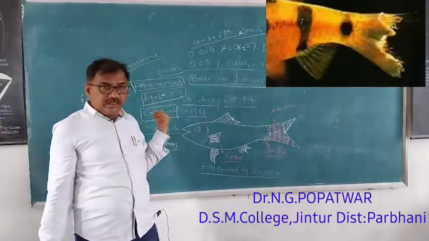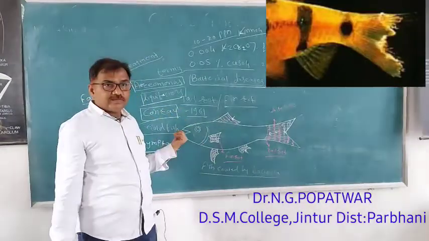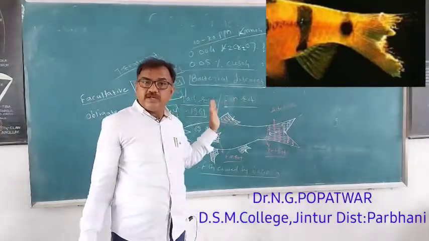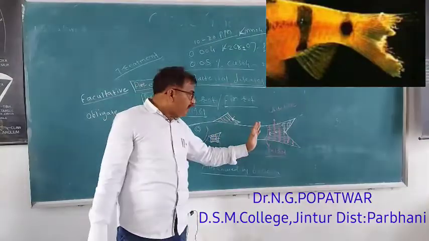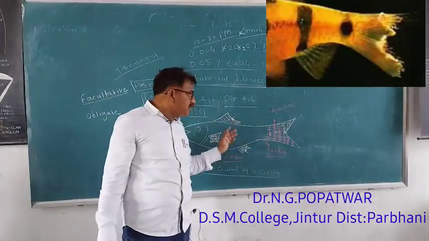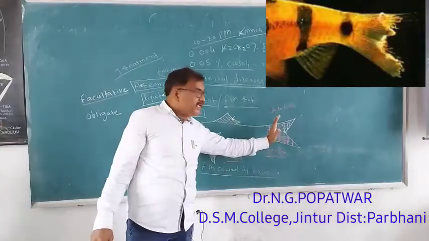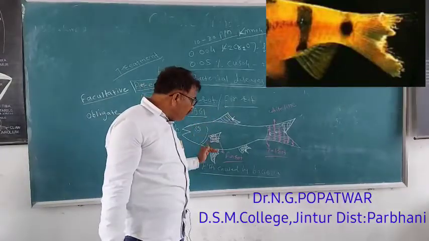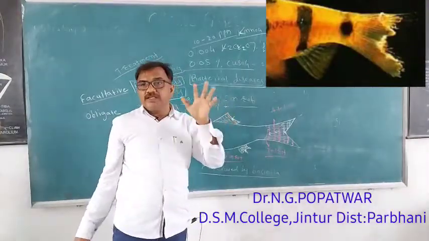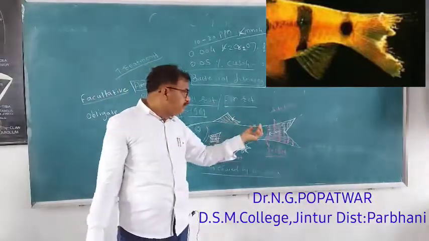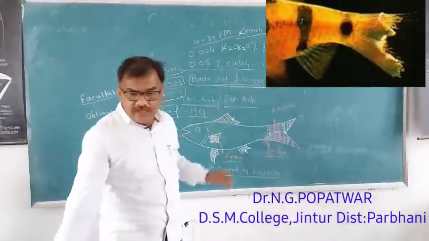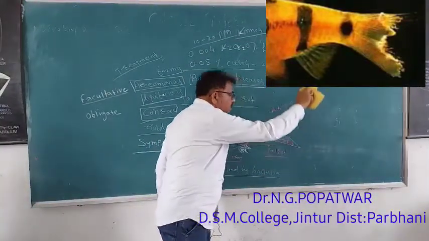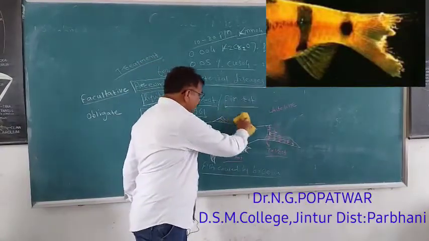What are the other symptoms of this bacterial disease? Due to this bacteria, it grows progressively and affects severely the caudal fin, the dorsal fin, the pectoral fin, and the pelvic fin. These become brittle and hemorrhagic, that is, full of blood. The fin rays fall down and are broken down.